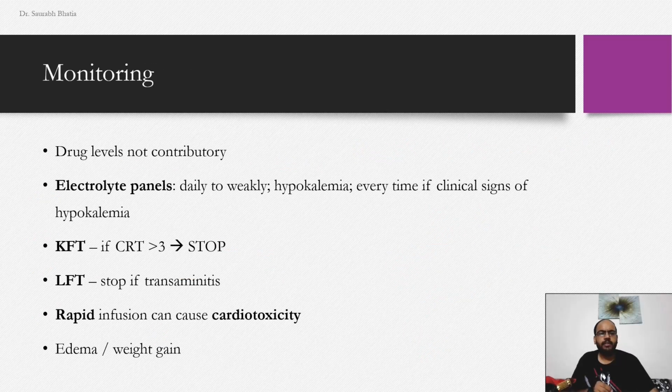So, drug levels are not that contributory because we need to find out what is the drug level at the site of action. If you keep on measuring, it might not show the true picture. Why? Because amphotericin B gets stored in other structures also. Majorly, the spleen is a good storage site and the liver is a good storage site. And this was more with the deoxycholate amphotericin B.